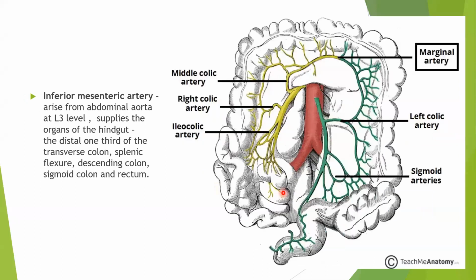The inferior mesenteric artery arises from the abdominal aorta at the level of L3 and supplies the organs of the hindgut, which includes the distal third of the transverse colon, the splenic flexure, the descending colon, the sigmoid colon, and the rectum. Its branches are the marginal artery, left colic artery, sigmoid artery, and superior rectal artery.